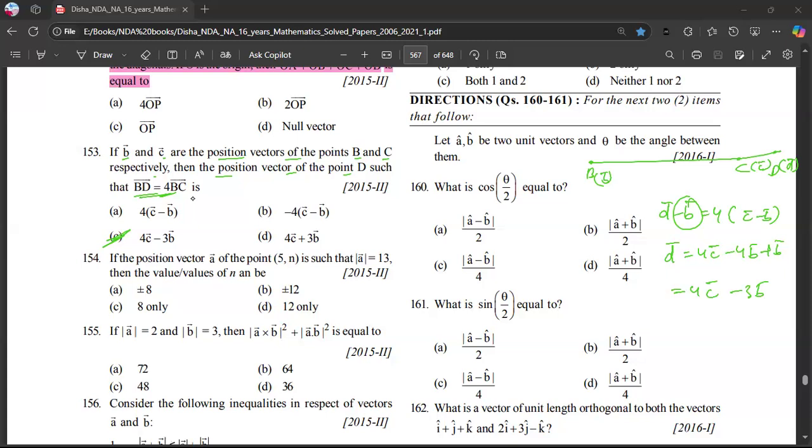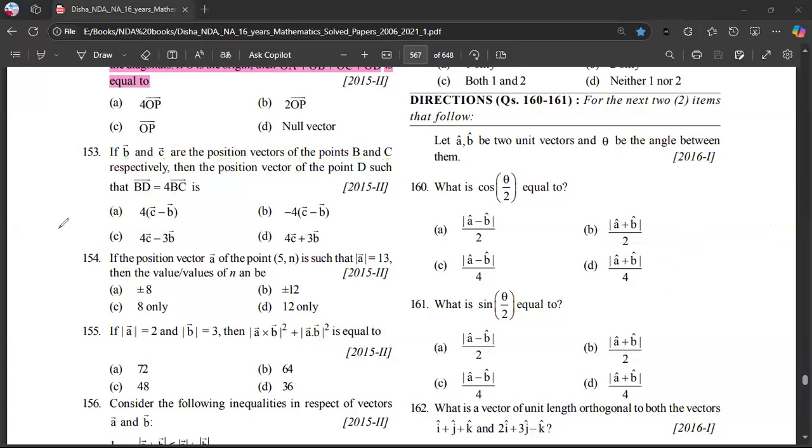153, right? So let me check the answers. 153. C, yes, C is our correct option. Is this clear? Clear, sir.